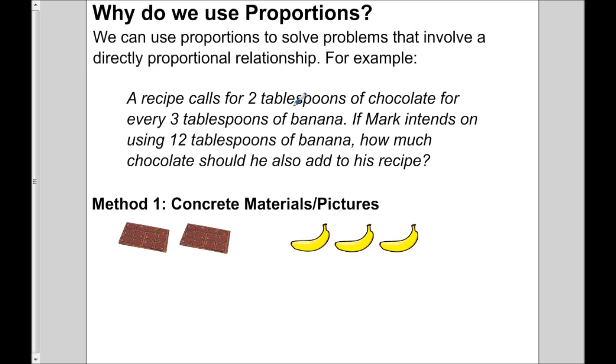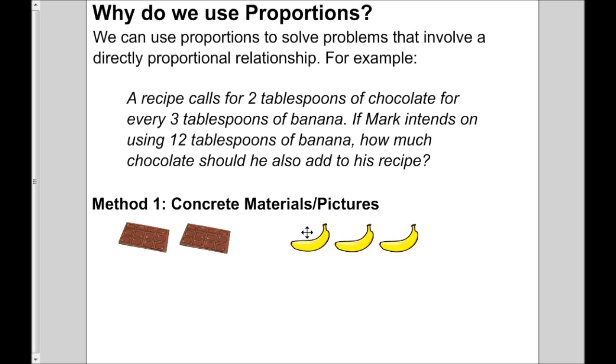So we can use proportions to solve problems that involve a directly proportional relationship. So here's an example. A recipe calls for 2 tablespoons of chocolate for every 3 tablespoons of banana. So let's say if Mark, my friend Mark, intends on using 12 tablespoons of banana, how much chocolate should he add to his recipe? Well, let's start by using a diagram.